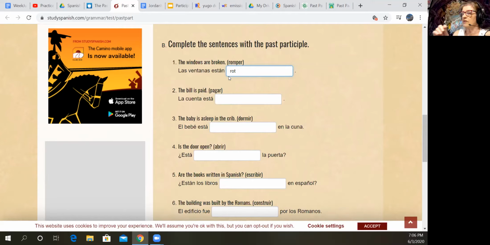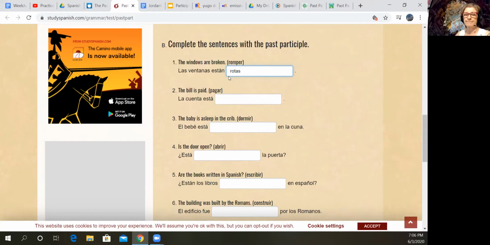Not rotos, because ventanas is feminine. It does have to be plural. Rotas. Rotas. Okay, aquí. And you can go back to this later. You're going to link to this later. You can plug it in and see if you got it right, because it'll give you feedback on answers. Las ventanas están rotas.